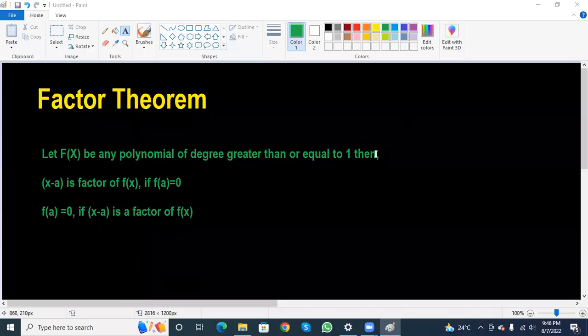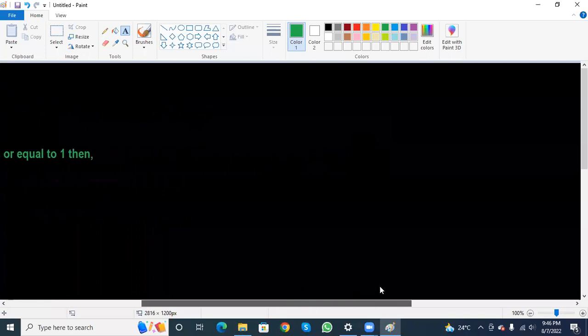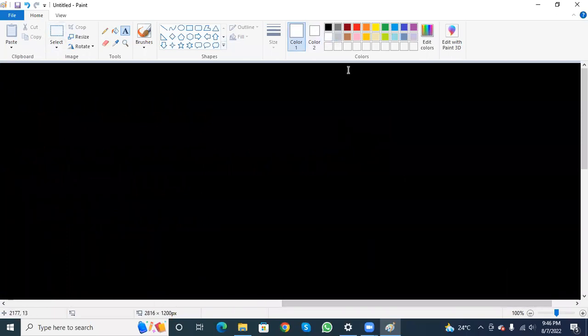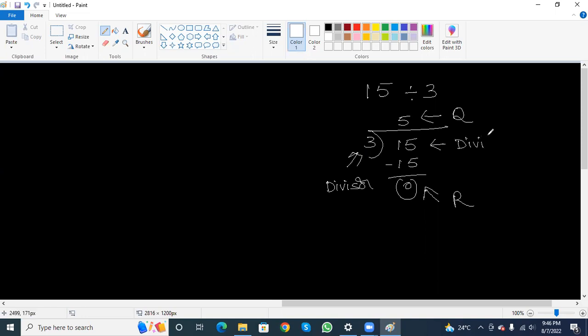Factor theorem from polynomials. Before understanding the statement of this, let us look into the division fact. For example, when we divide two numbers like 15 divided by 3, that means 3 fives are 15, we get the remainder as 0. So this we call the remainder, this we call the quotient, this is our divisor, and this is the dividend. This is what we learned in our previous classes.